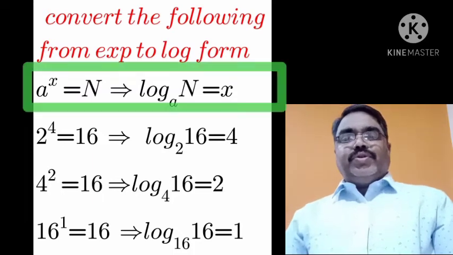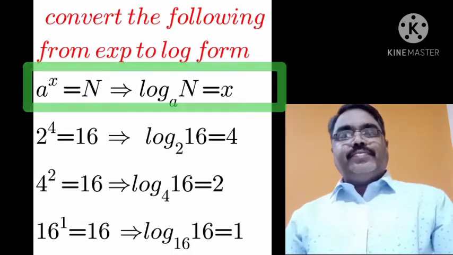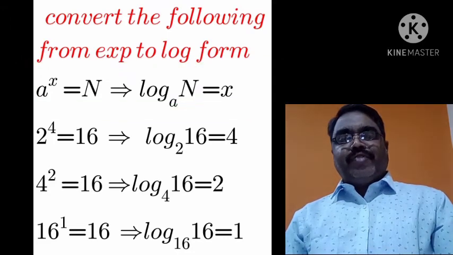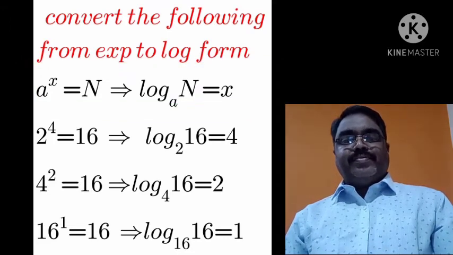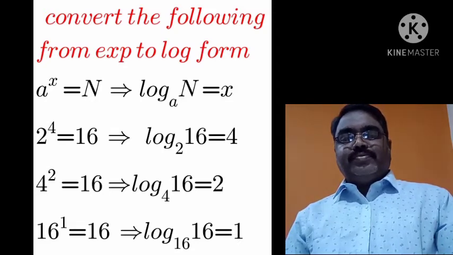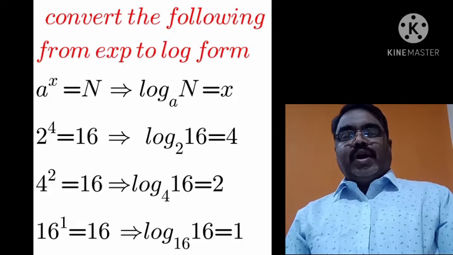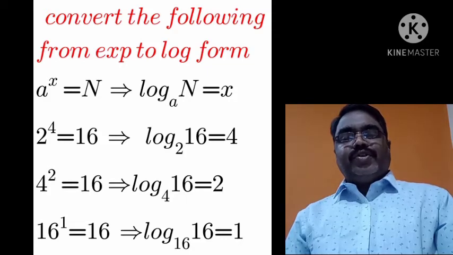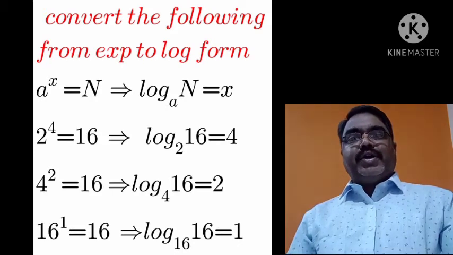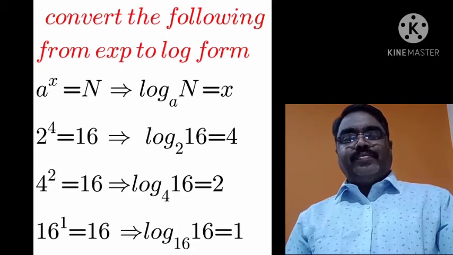As you know, 2 to the power of 4 is equal to 16, 4 squared is equal to 16, 16 to the power of 1 is equal to 16. Let us write their logarithmic forms. Logarithm of 16 to the base 2 is equal to 4. Logarithm of 16 to the base 4 is equal to 2. Logarithm of 16 to the base 16 is equal to 1.